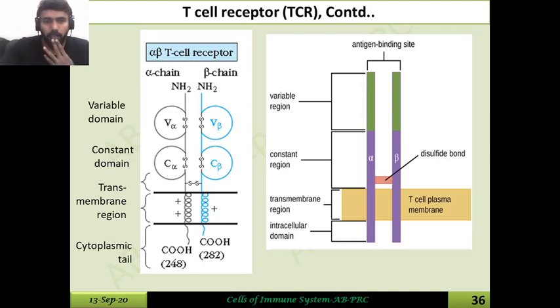And here this will give you a more detailed idea about the T cell receptor. This is the structure we have already seen. There is a variable and constant domain, transmembrane region, and cytoplasmic tails, right? And these two polypeptides are connected by disulfide linkages.